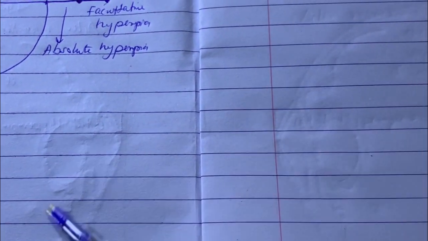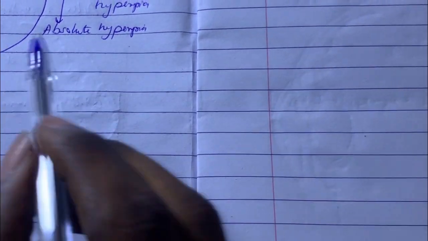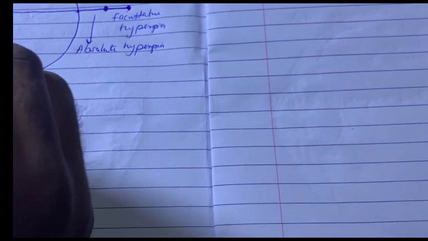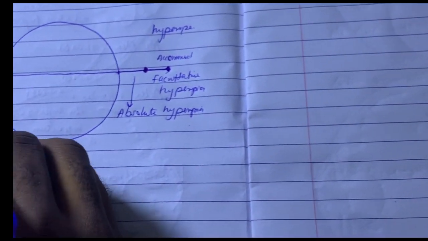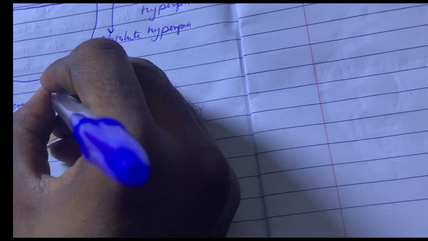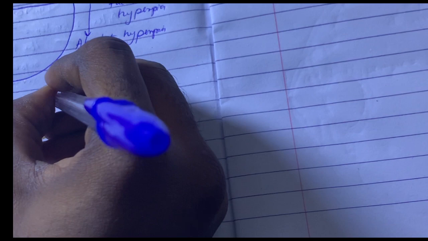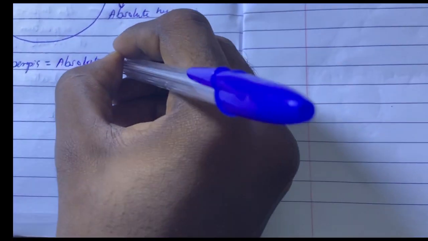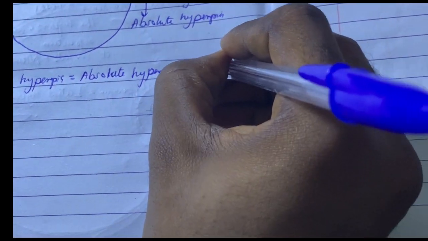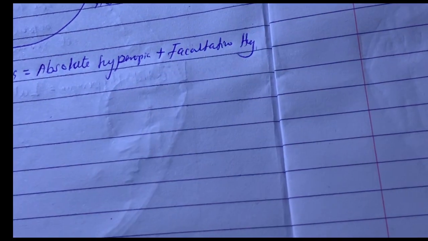The part corrected by accommodation effort becomes my facultative hyperopia. The part that cannot be corrected becomes my absolute hyperopia. Then manifest hyperopia is equal to absolute hyperopia plus facultative hyperopia. As simple as that.